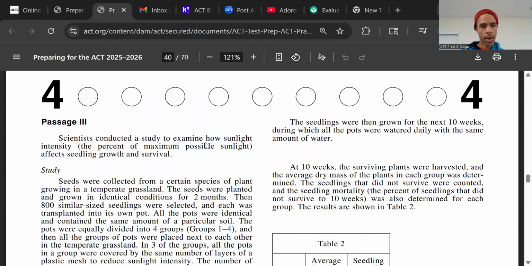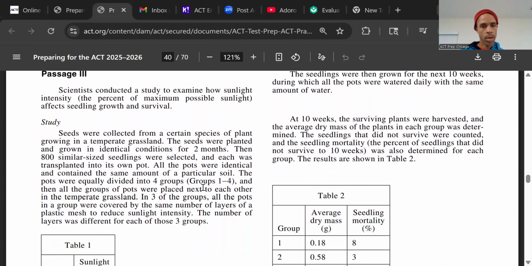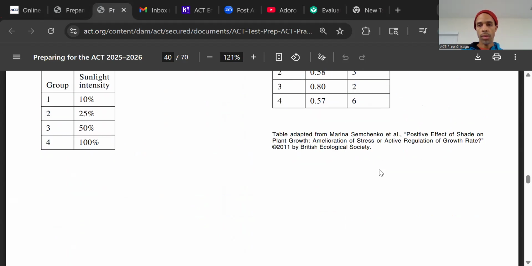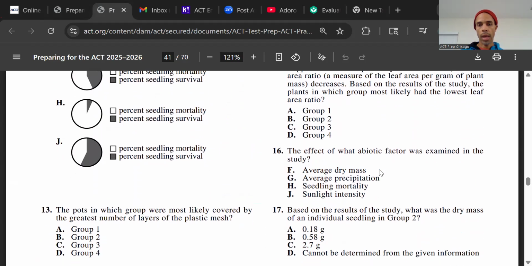Scientists conducted a study to determine how sunlight intensity affects seedling growth and survival. Yeah, I don't see the word abiotic here. Sometimes you'll see the word to tell you, but I didn't think that would. So this requires you to know what an abiotic factor is for that.